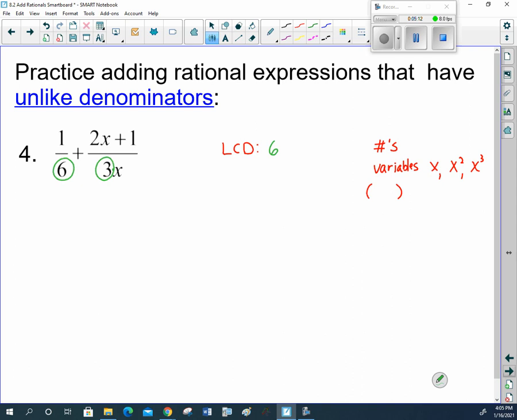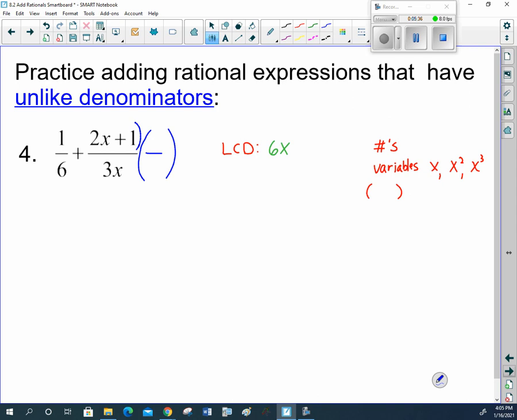And now I go and look for variables, random variables. Well, I have one right here. I have an x. So that needs to be part of my lowest common denominator. I need to have all those different factors so that I can make the denominators the same. So I want them to look the same. So remember how we did that on the bell work? We multiplied by 1.